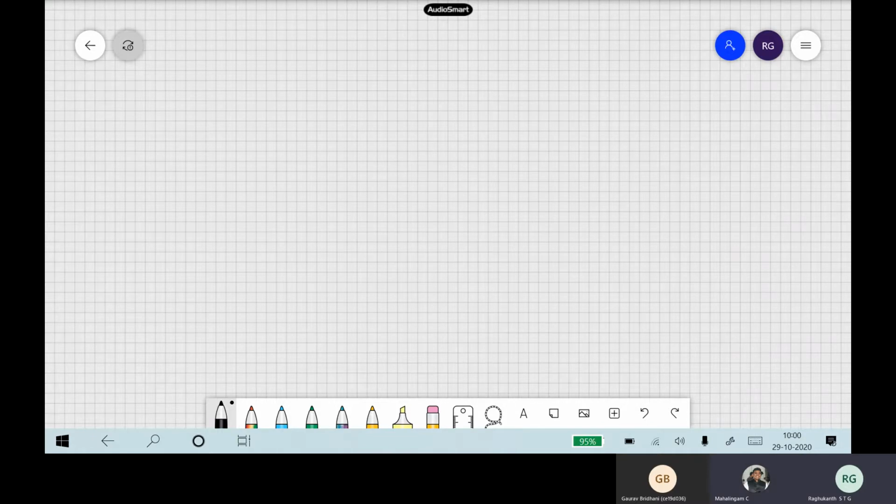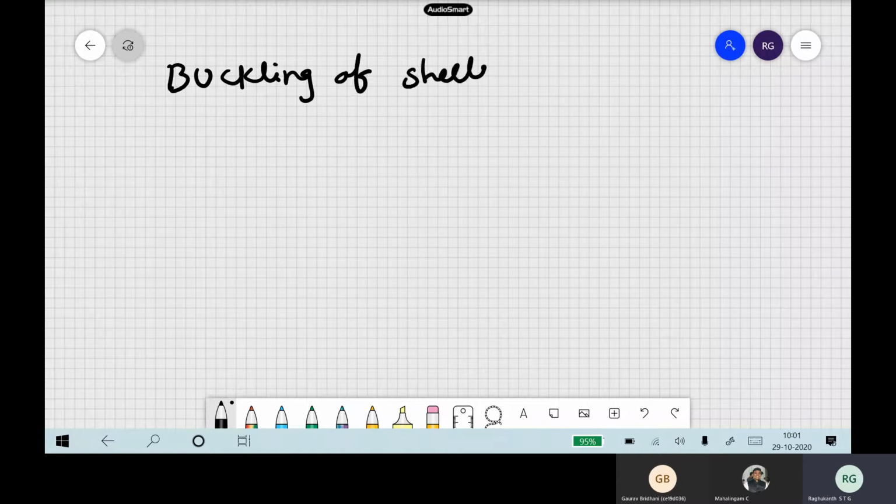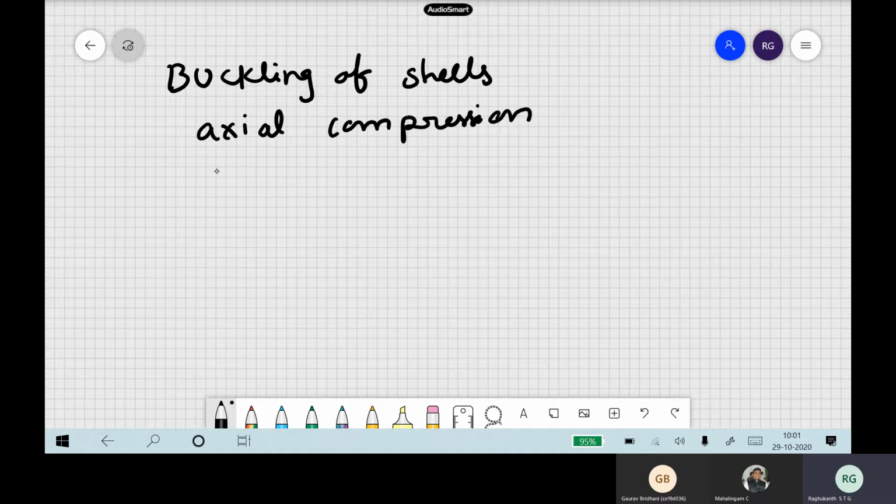Yes, sir. Okay. So anyway, last class we started looking at the buckling of shells. We have seen how the buckling happens when there are axial loads, axial compression, and then also external pressure. Essentially this is a very important thing for pipelines.